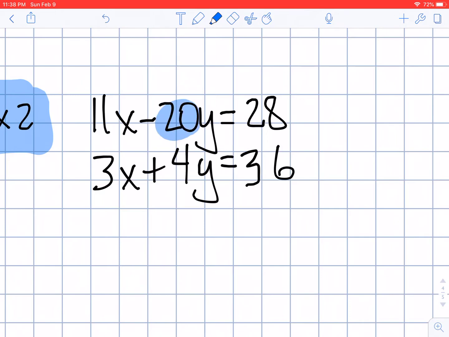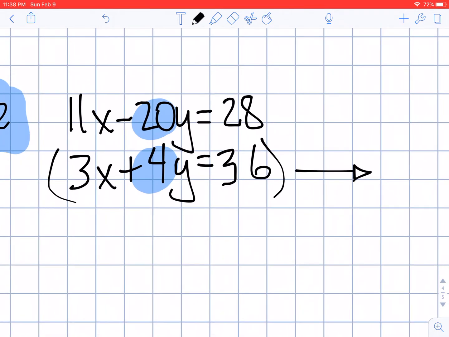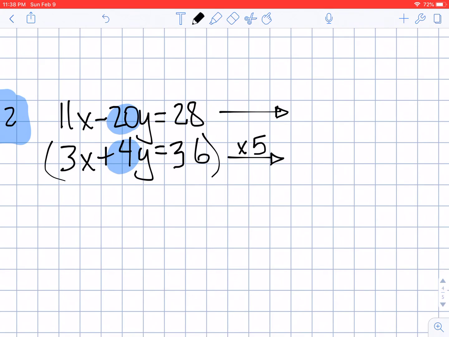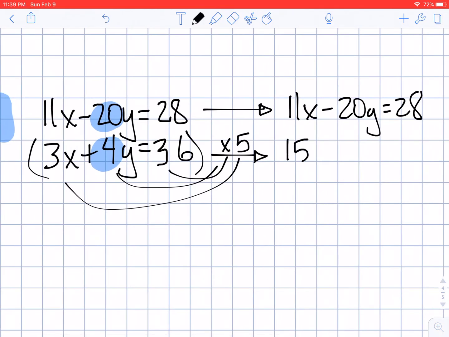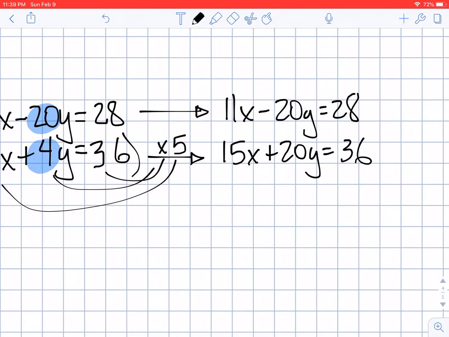But if you look at the 20 and the 4, we certainly could take the second equation and multiply the whole equation by 5. And that would give us, in the y variable, a positive 20. All right, so take the first equation, just write it down as it is. Second of all, take that multiplier and multiply all the coefficients by 5. So we get a 15x, we get a 20y, and a 36. All right, now we see that our y coefficients cancel. Again, reminder that the first coefficient is a negative 20, plus a positive 20 is 0.